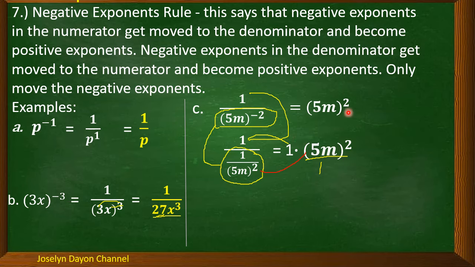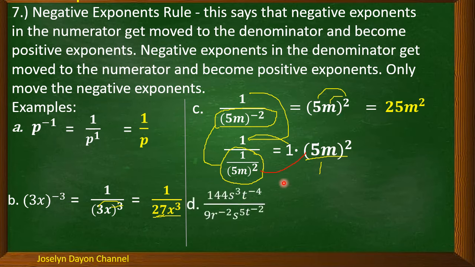And then we have to simplify. We have 5 squared, applying the previous law, then m squared. So 5 squared is equal to 25. And then m squared, so we have 25m squared as our final answer. Last example.